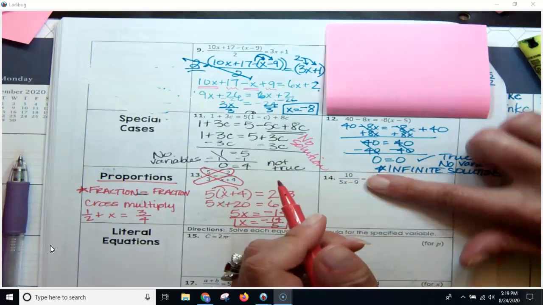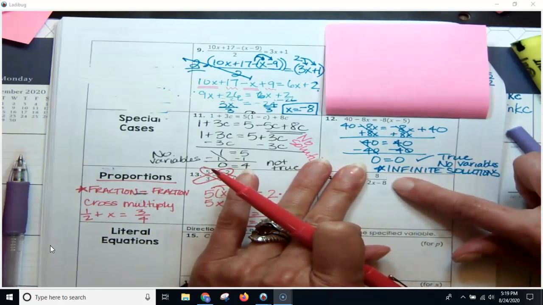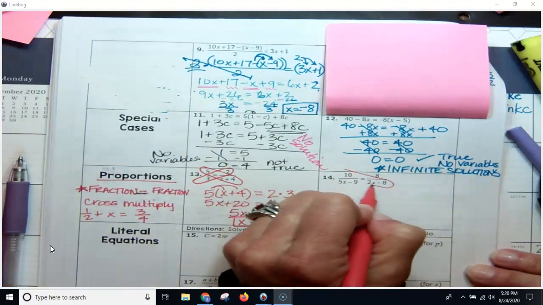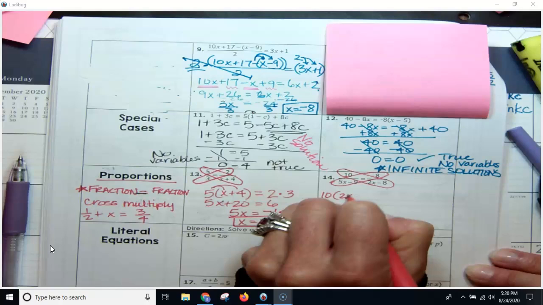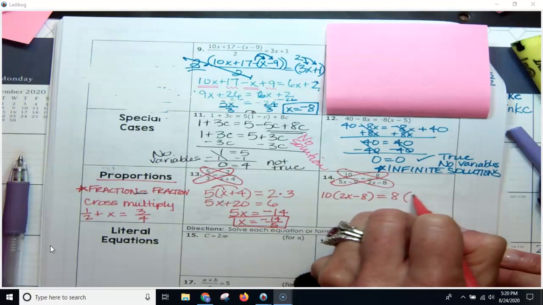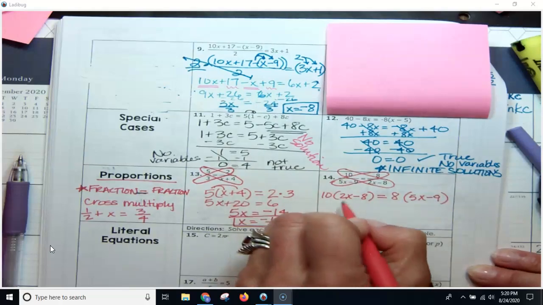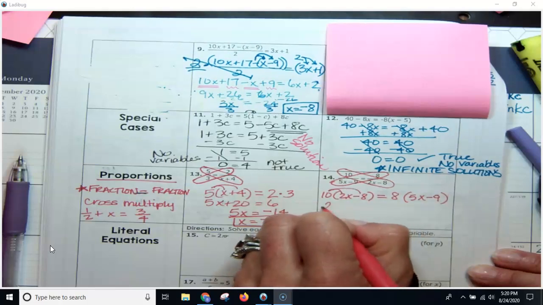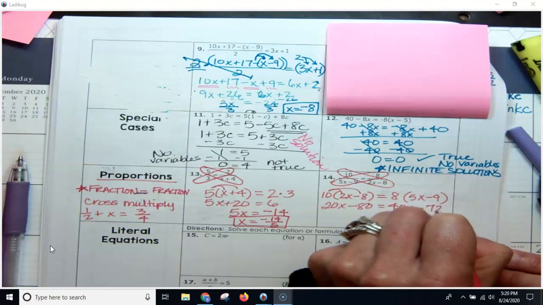Here, what about this mess? Is this a fraction? Yes. It's a numerator and a denominator. That is a fraction. There's no plus a constant. So I can go ahead and cross multiply those fractions. So I get 10 times 2x minus 8. Notice that I'm using my parentheses because you need to make sure that you are distributing that constant out. You need to make sure you're multiplying correctly. So I get 20x minus 80 equals 40x minus 72.